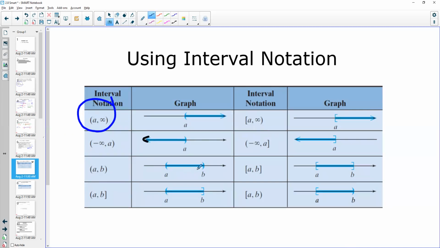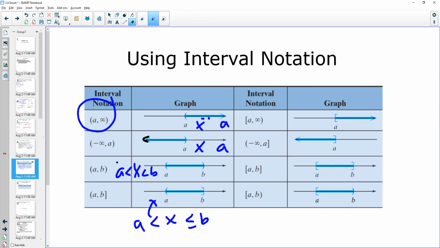This third example, A and B are the endpoints. This would be X is greater than A, X is less than or equal to B. That's what this is. And this one, in the second one, it would be X is greater than A. And this one, X is less than A. Oh, no, I did them backwards. Whoops. Pardon me, that's what I get for doing those on the fly. Okay, and you can just keep going and see how this works.